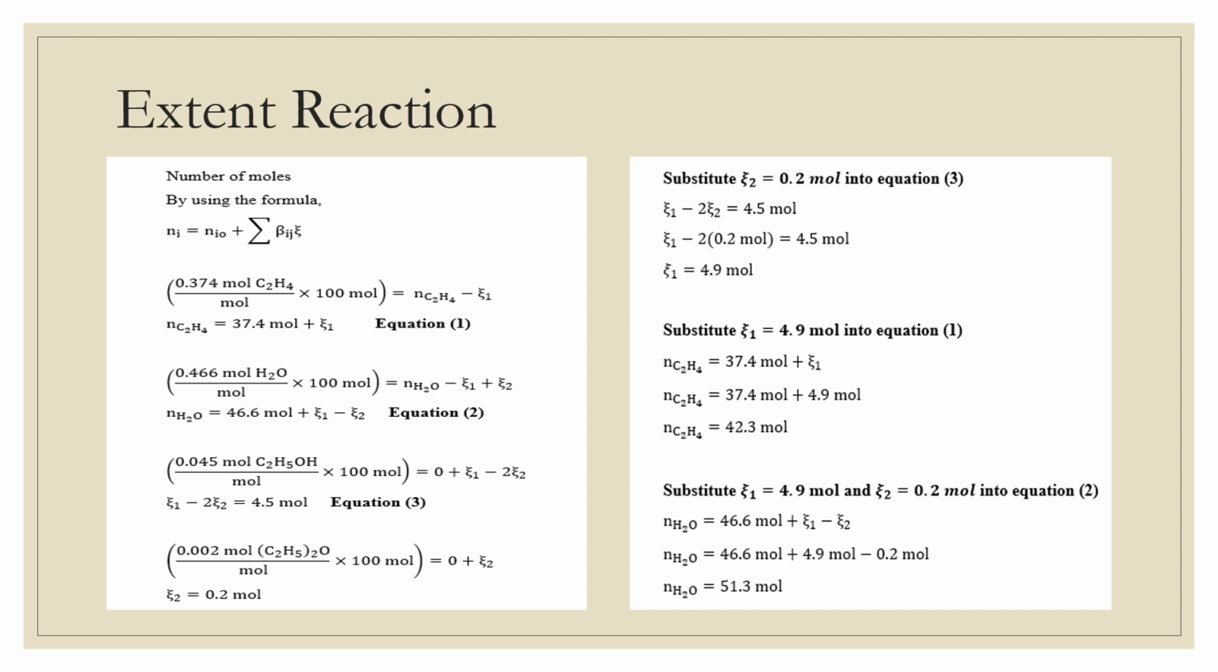Next, we substitute Z1 equals 4.9 mole into equation 1 just now, and we calculate and simplify, we get the number of moles of C2H4 equals 42.3 mole. It is the same as the previous method. Lastly, we substitute Z1 and Z2 into equation 2, so we get the number of moles of H2O equals 51.3 mole. It is also the same as the previous method.